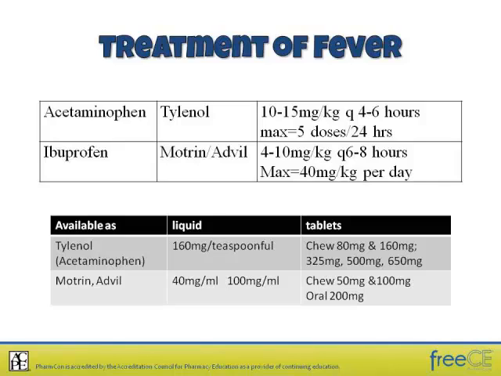Motrin and Advil are available as 40 milligrams per mil. That's that infant concentrate, easier to measure. And there's also the bottle with the teaspoon that we use, 100 milligrams per milliliter. There's also tablets available, chewable 50 milligram and 100 milligram chew tabs, and then the swallowable oral tablets as Motrin, Advil, and the over-the-counter ibuprofen generics as well.